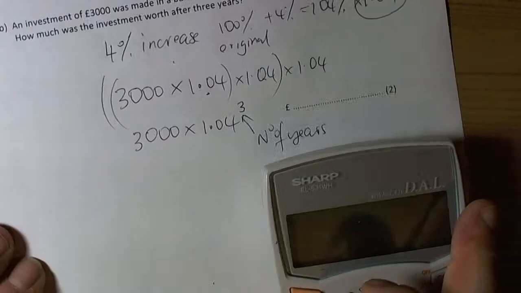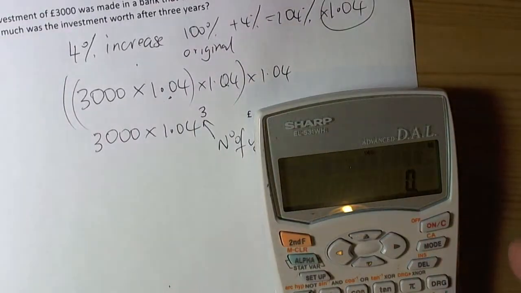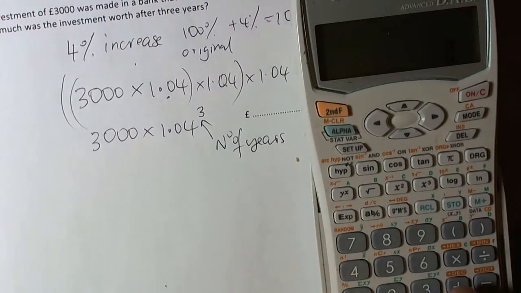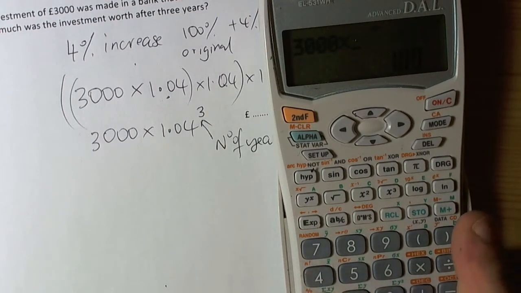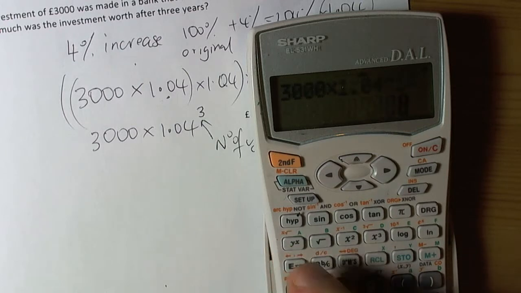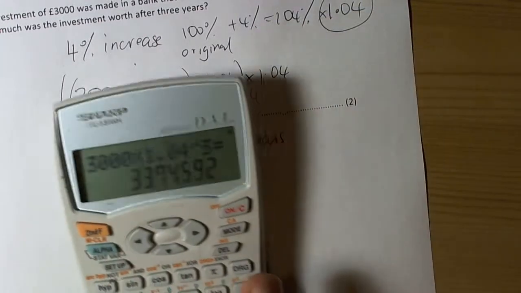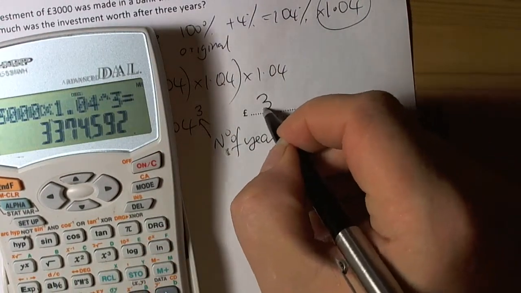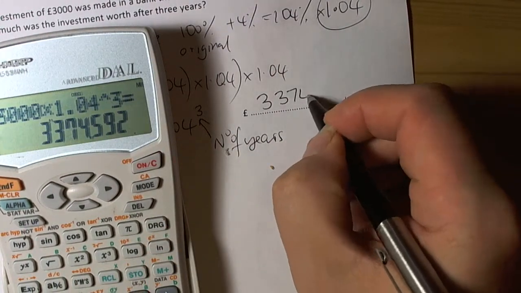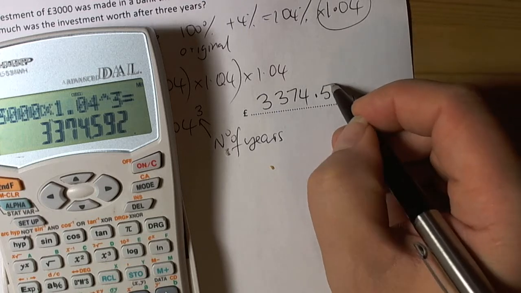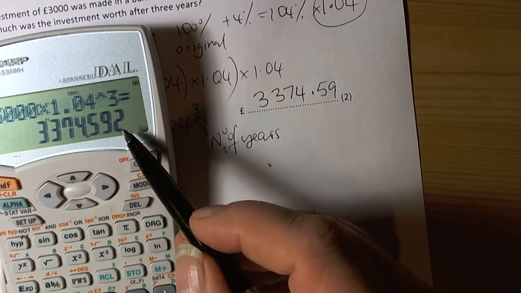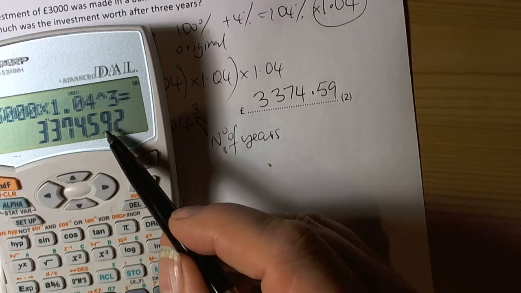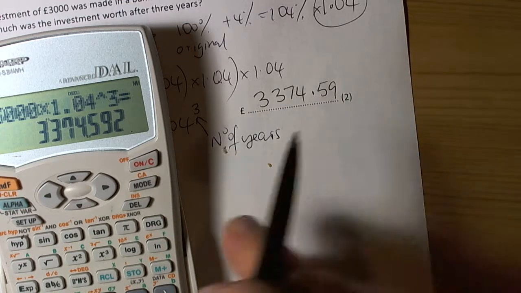So on our calculators, we would then get 3,000 times 1.04 and our power key, the y with the x on it, and we do it to the power of 3, equals. So we'll get an answer of £3,374 and 59p. Remember, it's money, so the 2 doesn't change the 9, not 5 or more, so not going up to the next one, so 59p.